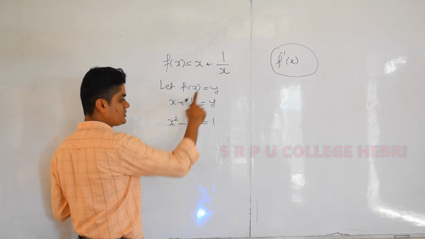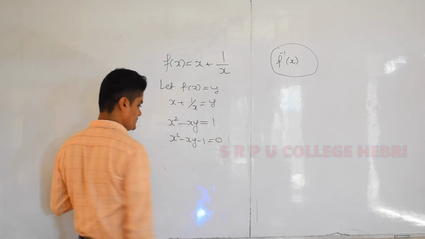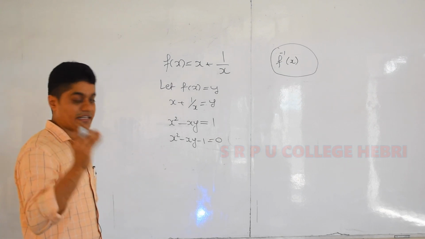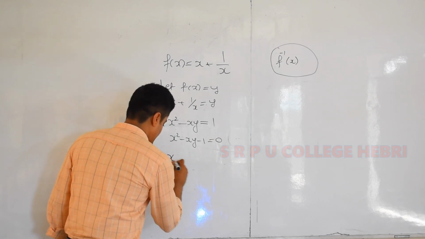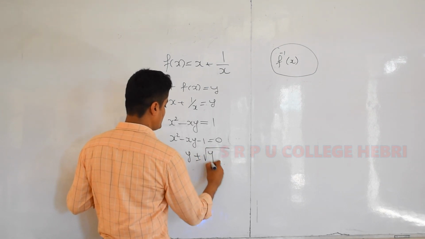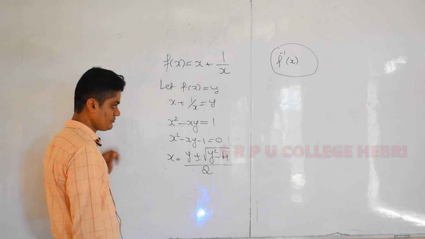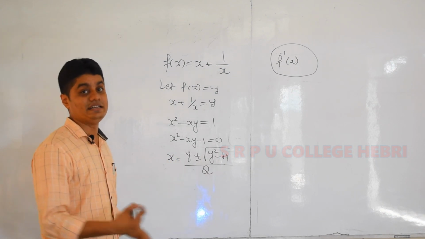Correct? When we take the LCM it comes like this. So x square minus xy plus 1 equal to 0. This is a quadratic equation with the variable x. So solve this quadratic equation. x is equal to minus b plus or minus root of b square minus 4ac, divided by 2a. You got an expression for x in terms of y.